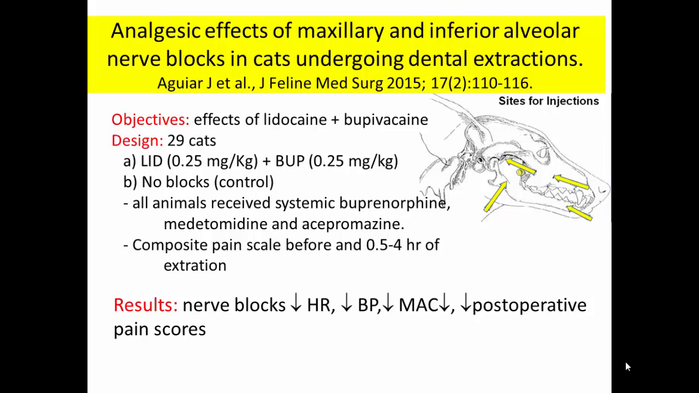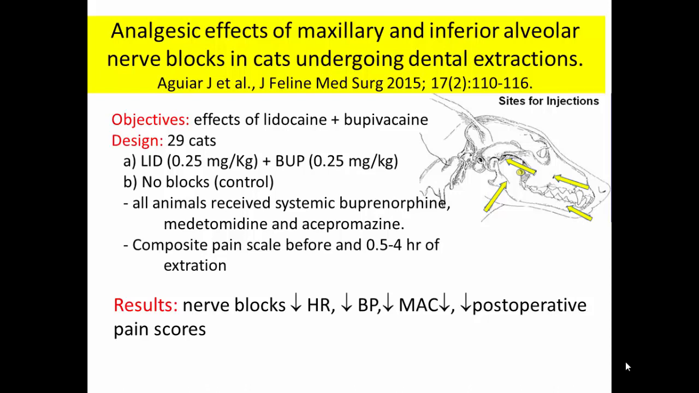The results were that the pain during and after the extraction was much lower in the group receiving the local anesthetics. During the surgical procedure, the heart rate, blood pressure, and minimal alveolar concentration of the gas anesthetic needed was lower in the group with the local anesthetic. And this is obviously an indicator that the animals were not feeling as much pain during the surgery procedure.